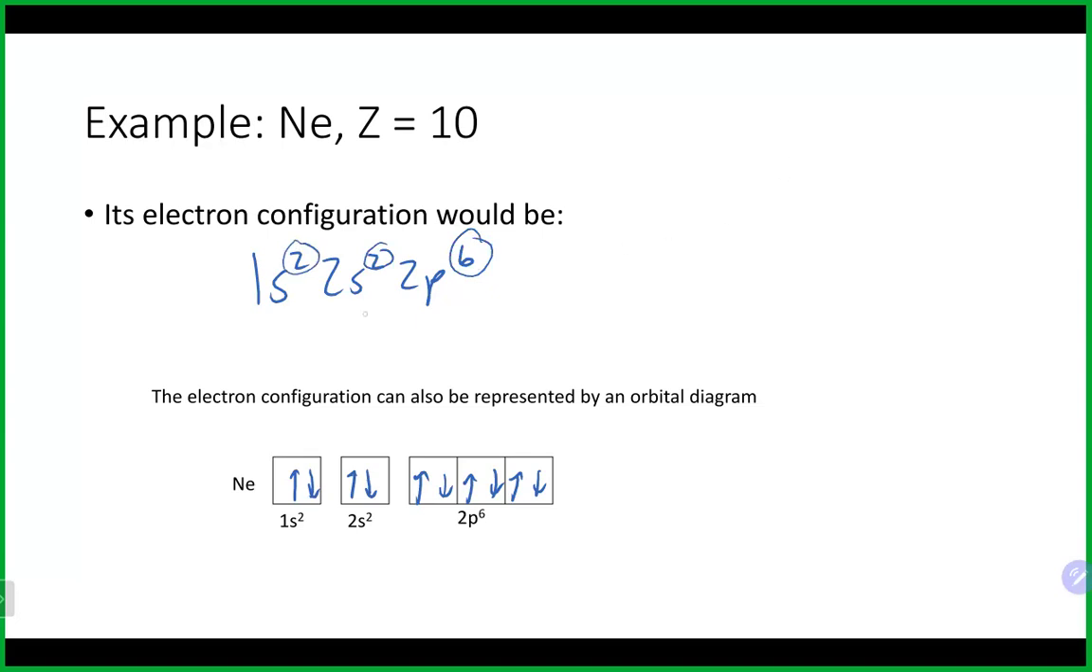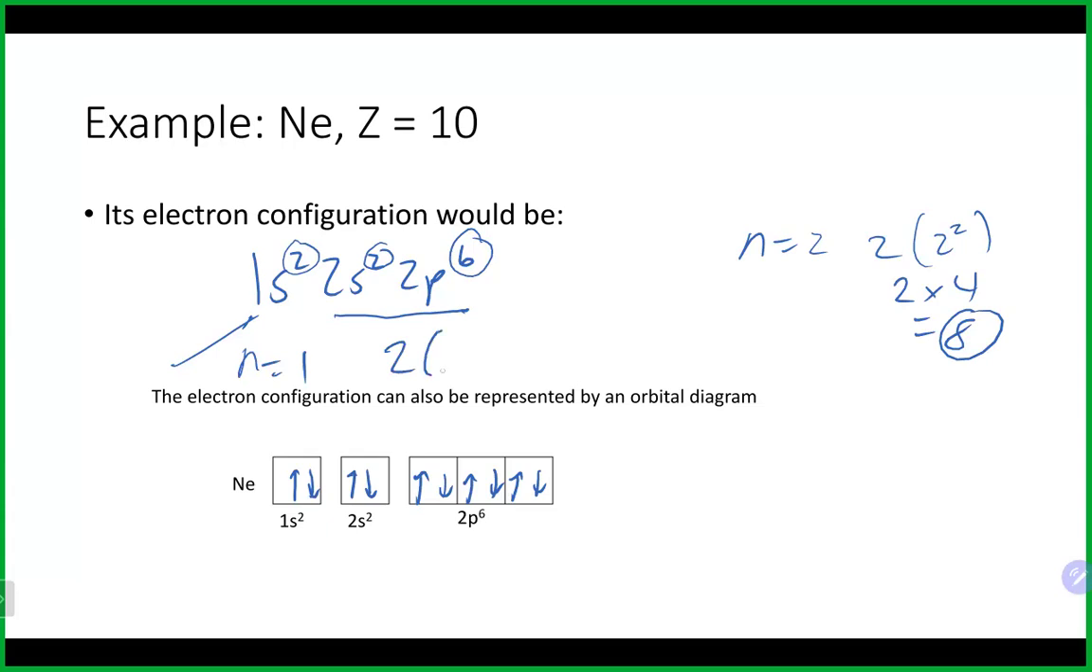By the way, that is maxing out our second energy level, right? Because n is equal to 2, and 2 squared is 4 times 2, which is 8, and that is maxing out that second energy level, just like we maxed out our first energy level here of n equals 1. 2 times 1 squared is 2 electrons. So we have now maxed out both of those energy levels in terms of electrons.